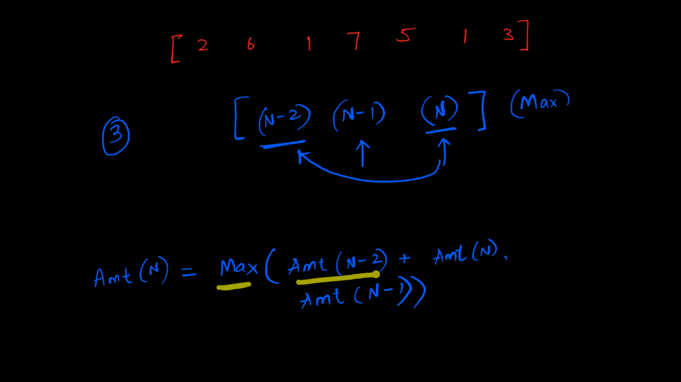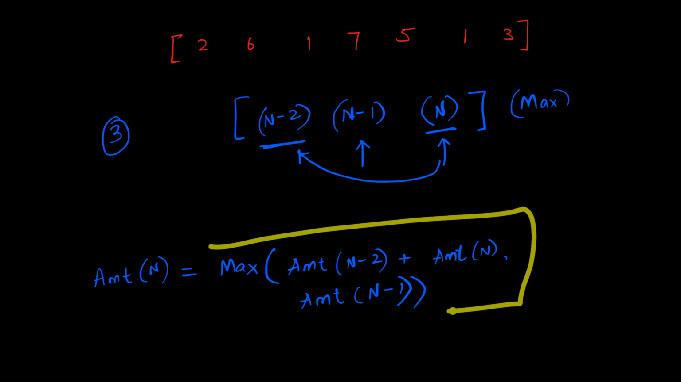Max between the sum of amount at n minus 2 and n, and comparing it with amount at n minus 1. Using this formula, we can easily determine the maximum amount we can rob across 3 homes. Using this logic, we can determine the maximum amount we can rob at each home and build on top of it as we traverse through the input array.